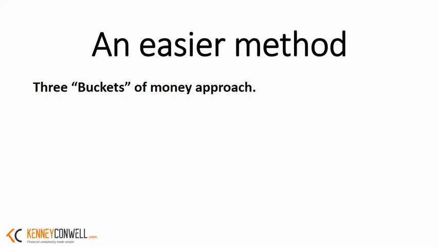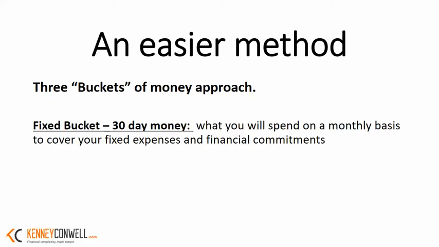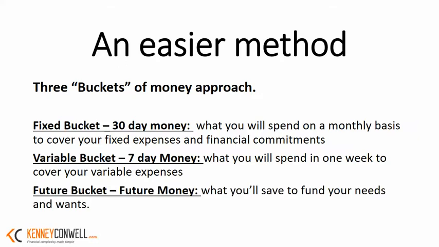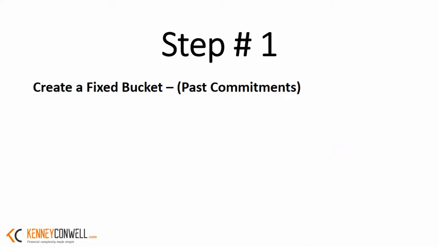Okay, so let me introduce you to an easier approach: the three buckets of money. This is the process that I would encourage you to consider moving forward. So go ahead and grab that pen and paper and take some notes. The first thing you want to do is identify what I call a fixed bucket. This is your 30-day money, what you'll use on a monthly basis to cover fixed expenses and financial commitments. Then you're going to have your variable bucket. This is your 7-day money, what you will spend in a week to cover your variable expenses for the next 7 days. And then you're going to have your future bucket, what I call future money. This is what you'll save to fund your needs and wants for the future.